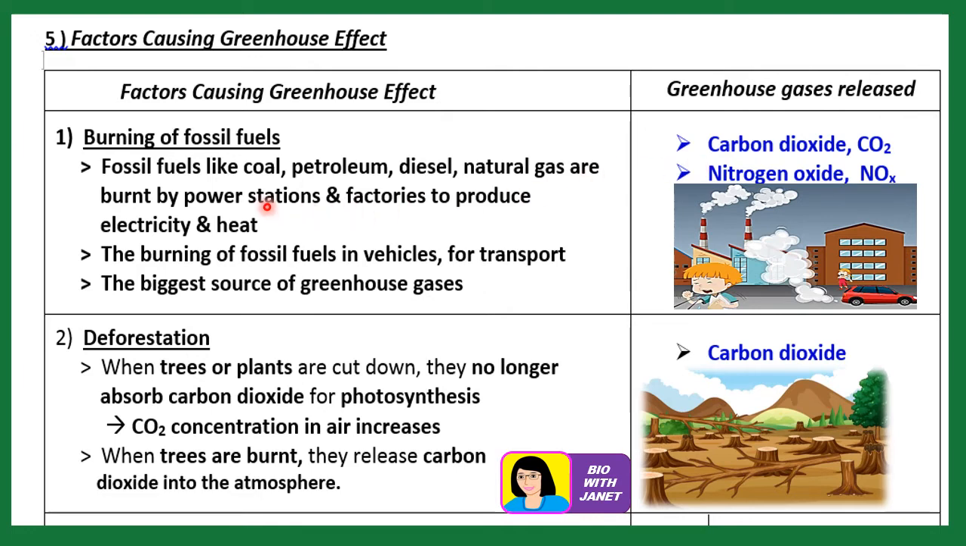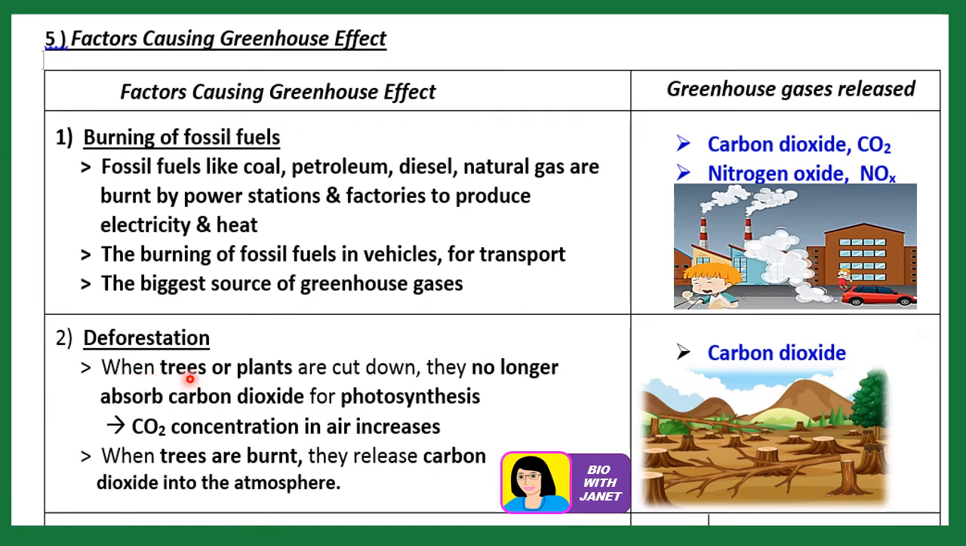Now the power stations are the places which generate electricity for our homes, right? So the burning of fossil fuels in vehicles also, like cars, buses, and even aeroplanes, for transport. All these also release the carbon dioxide and nitrogen oxide into the air. So this is the biggest source of greenhouse gases. And as WHO, the World Health Organization, has said, the burning of fossil fuels is killing mankind because of the release of these gases that cause global warming, and then climate change.